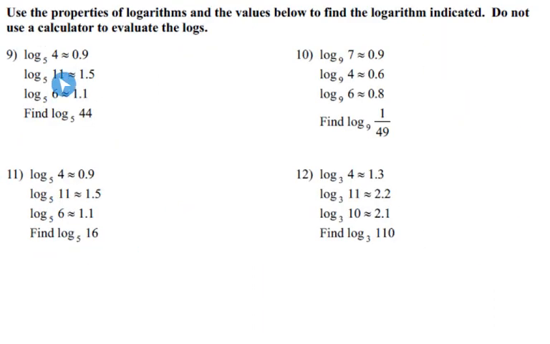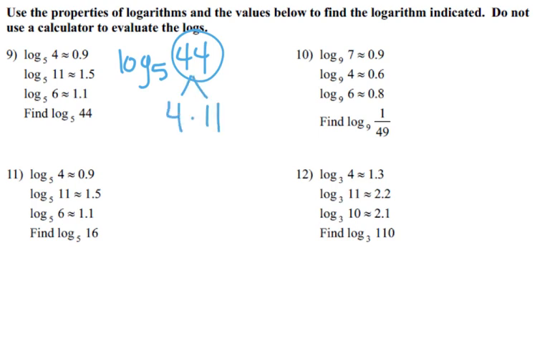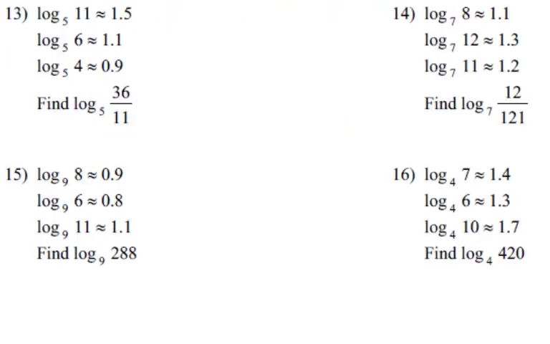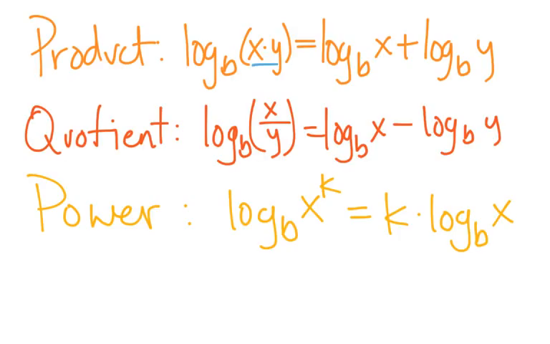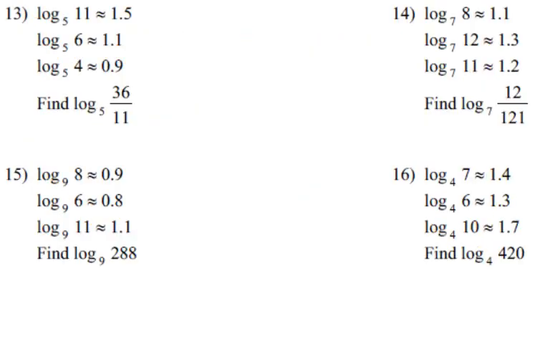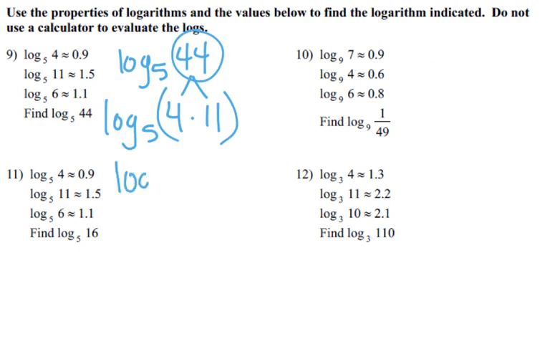Then notice we're given some of these logs, so we don't want to use a calculator here. So in order to figure this out, we've got to split it up. So log base 5 of 44. Well, what is 44? Isn't that 4 times 11? So I have log base 5 of 4 times 11. Well, now using the product rule, I can split them up into their separate logs. So I get log base 5 of 4 plus log base 5 of 11.